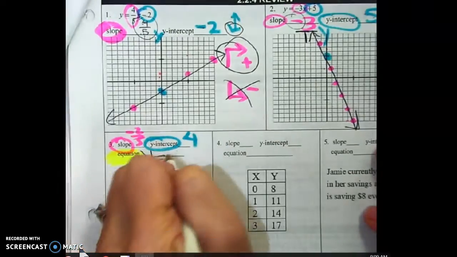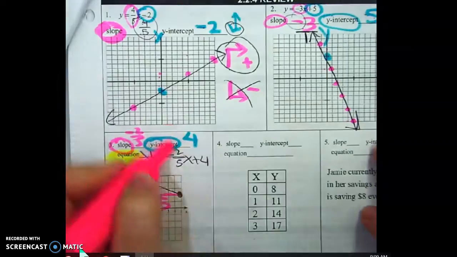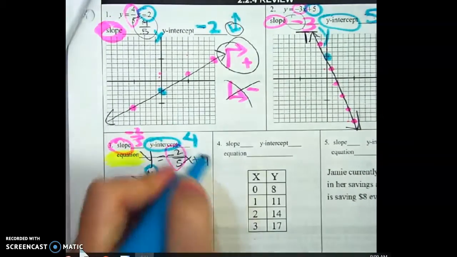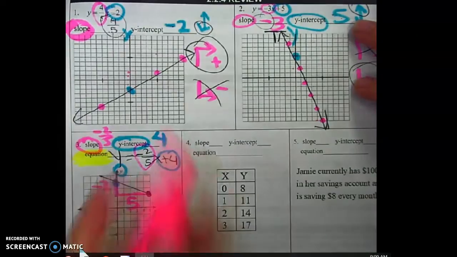Y equals -2/5x plus 4. There's your slope, and there's your y-intercept. Okay? So they want the slope.